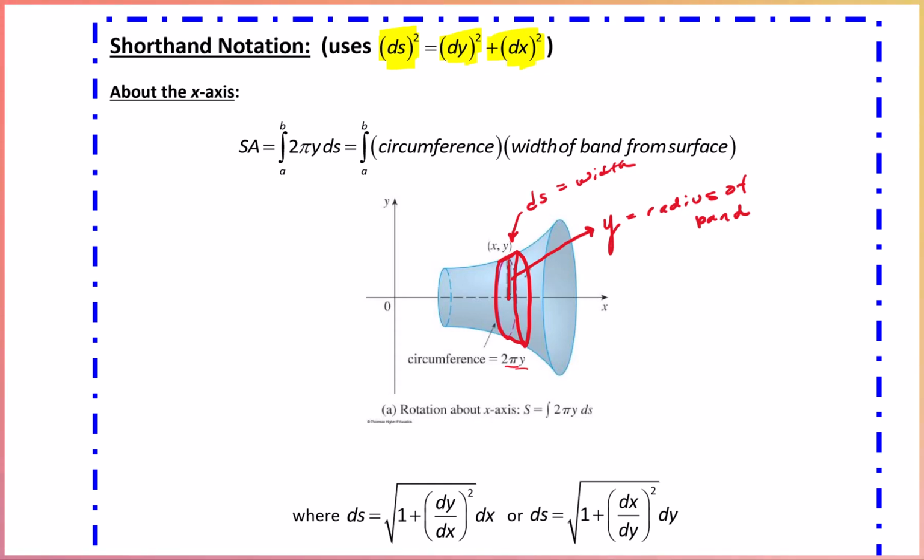And now we remember that with ds, if we're thinking of that shorthand notation from above, if we solve for ds, if we take the square root and do a little bit of algebra, ds can be written in either of the two forms I have written here, depending on which axis of revolution we're using, an x-axis or a y-axis of revolution. So are we going to integrate with respect to x or with respect to y?